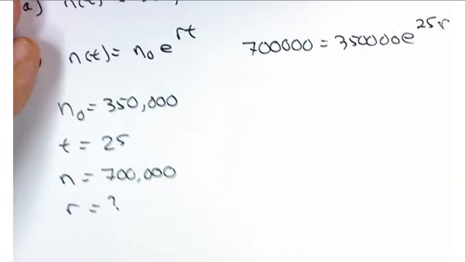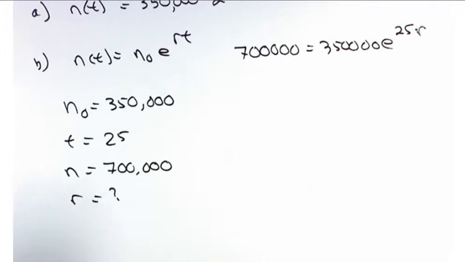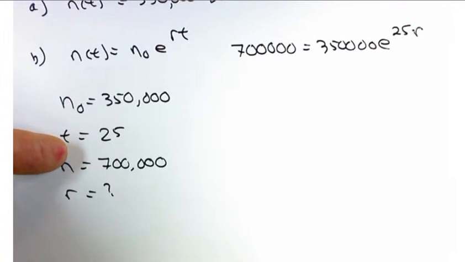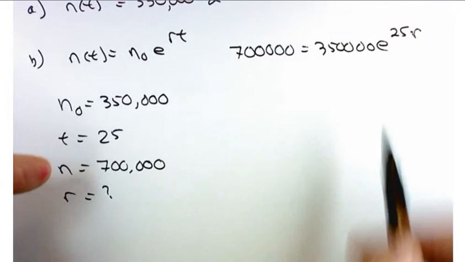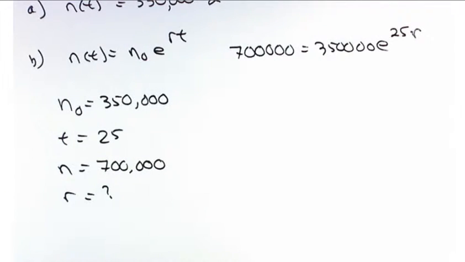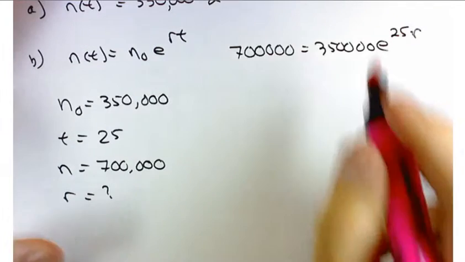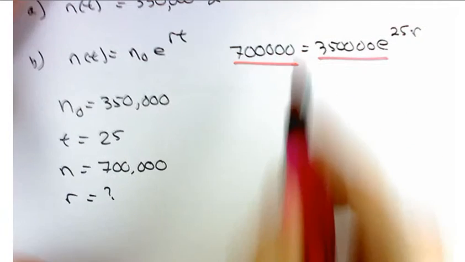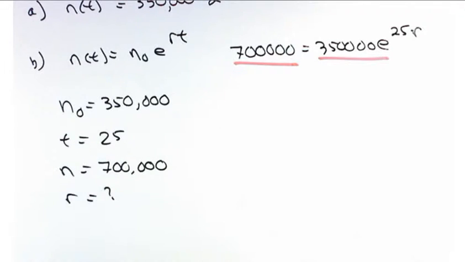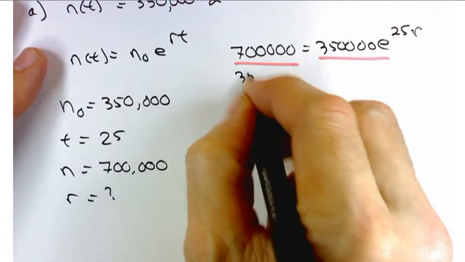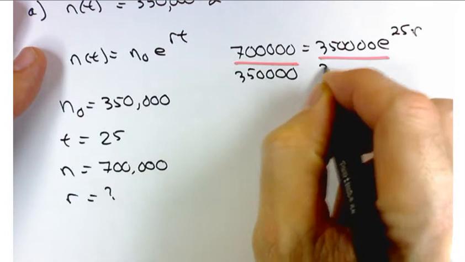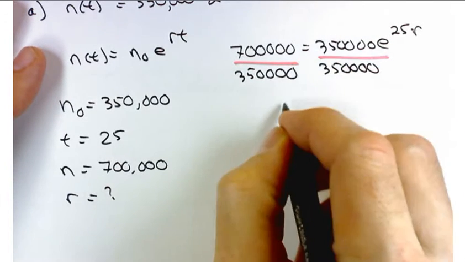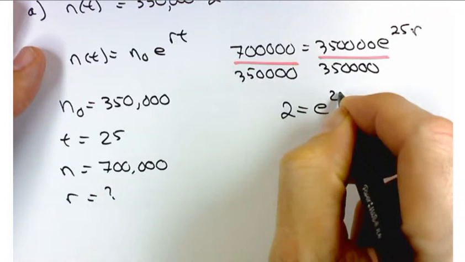So after 25 years, the population doubles, so we're going to end up with 700,000. I need to solve for R. Suggestions? What would be a good first step? I think before I start trotting out the log, I would divide both sides by the 350,000. Yeah, 2 equals e to the 25r. That looks a little bit easier to deal with.